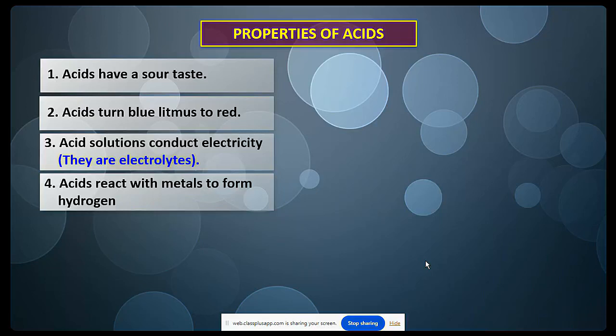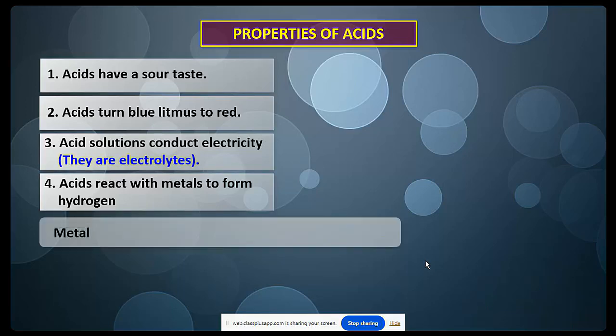Acids react with metal to form hydrogen gas. So here, whenever acids react with any metals, basically it reacts with metals and forms a salt, metallic salt, and releases hydrogen gas. For this we are having an activity as well. So you can see that acid reacts with metal. So here metal plus acid gives rise to metallic salt plus hydrogen gas.